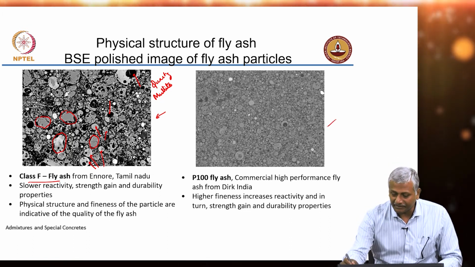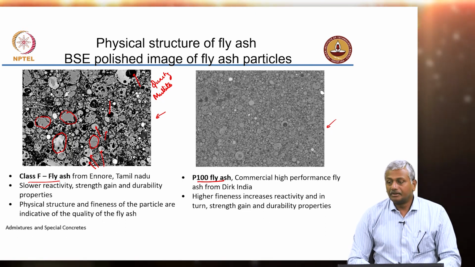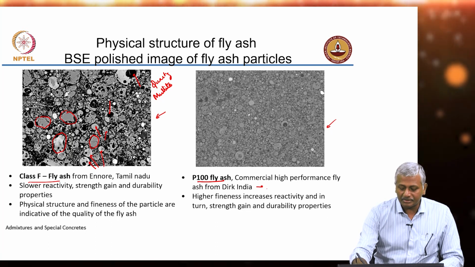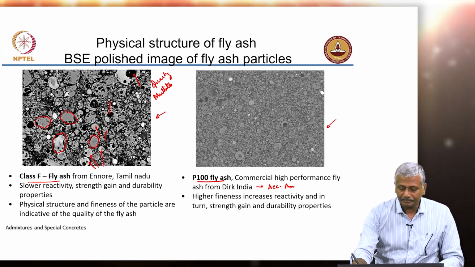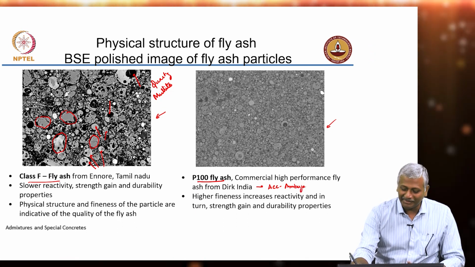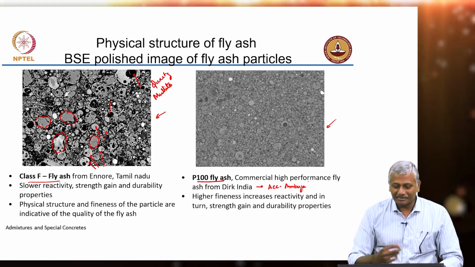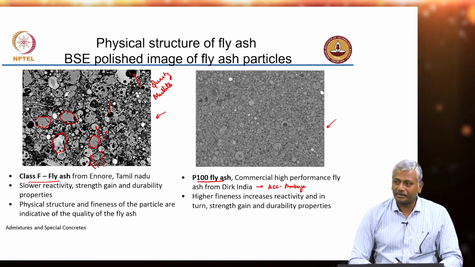But when you are processing, this is P100 fly ash, which is processed fly ash, they call it a high performance fly ash. Of course, it is from Dirk, India. Now I think it is owned by ACC Ambuja, which of course is now owned by Adani. So, I am not sure what to call it now. I do not know if they have changed the name of this product at all. Earlier it was called Dirk fly ash.